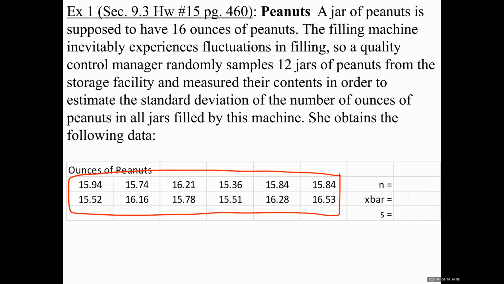Or are they too far apart? Like if one jar says 16 ounces of peanuts and there's only 10 ounces, the customer will be mad. So they paid for 16 ounces, they got 10 ounces, and you'd be mad too. That's a very inconsistent machine.